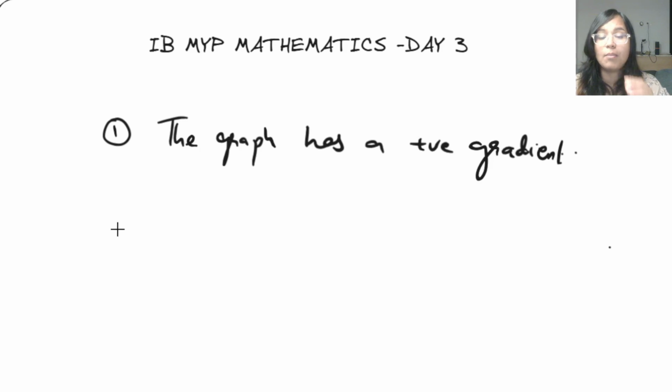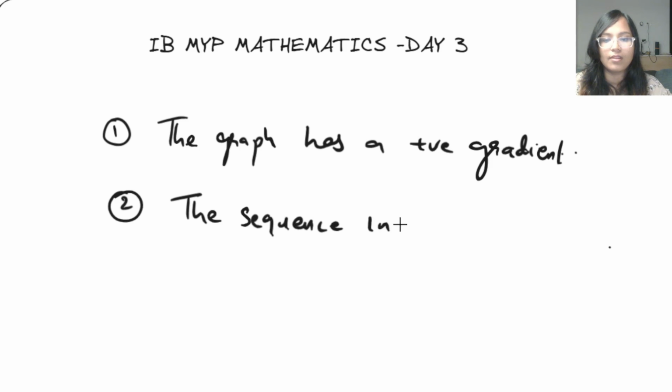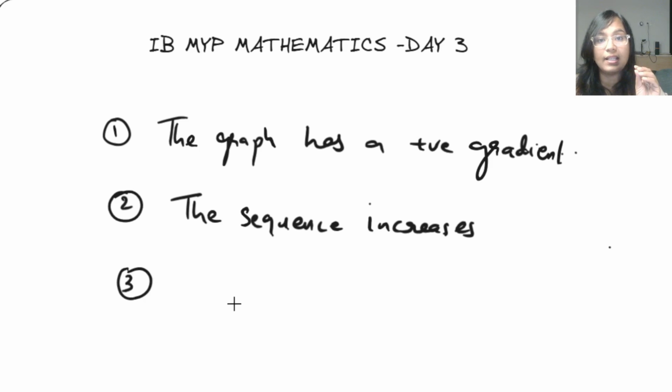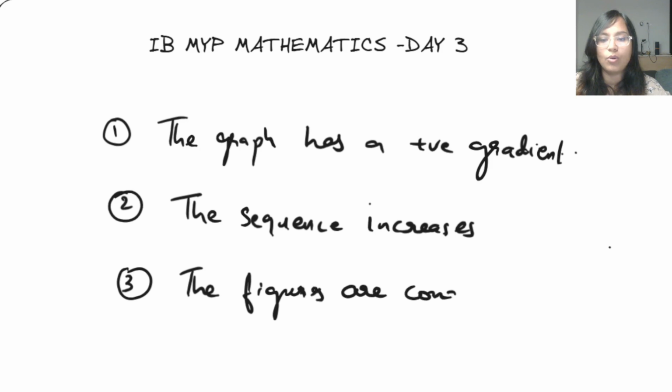Instead of saying the numbers get bigger, a mathematician might say the sequence increases. Instead of saying the shape looks the same, a mathematician might say that the figures are congruent. The figures are congruent. Using correct mathematical vocabulary helps us communicate accurately.